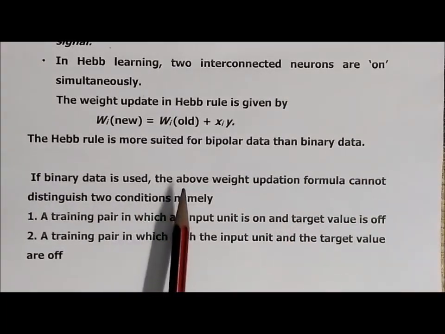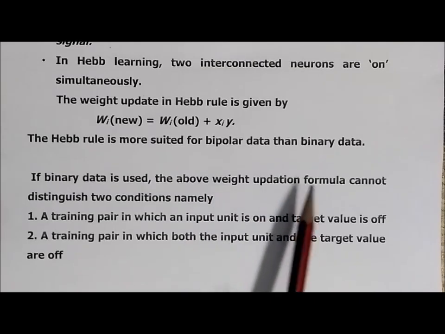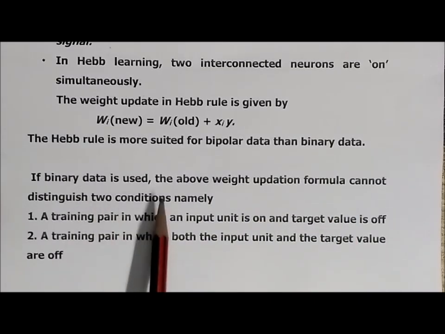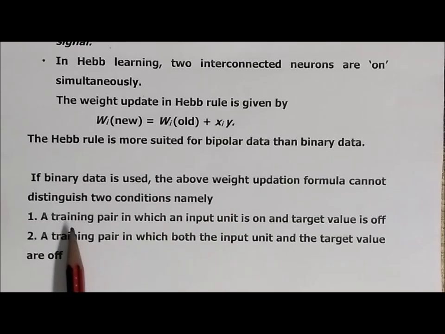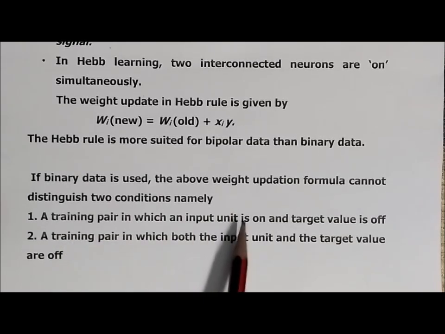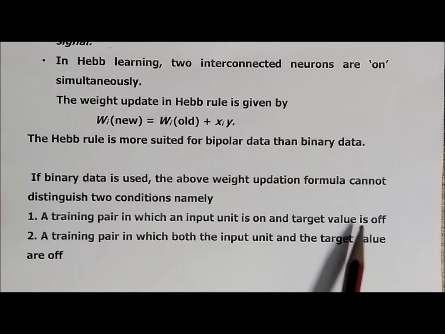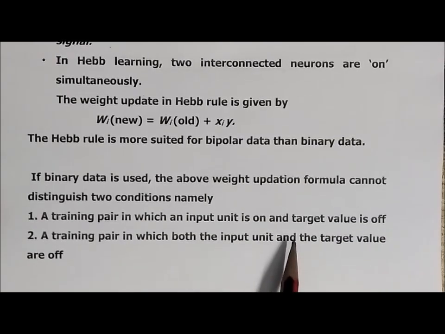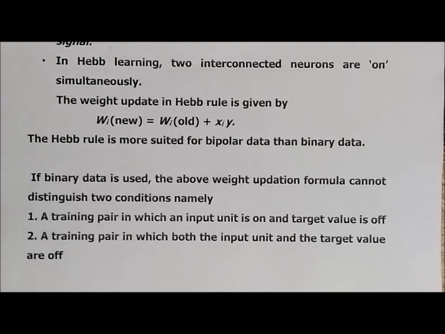If binary data is used, then the above weight updation formula cannot distinguish two conditions, namely a training pair in which an input unit is on and target value is off, and a training pair in which both the input unit and the target value are off.